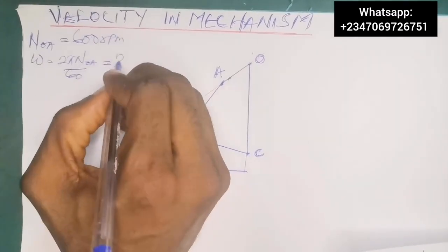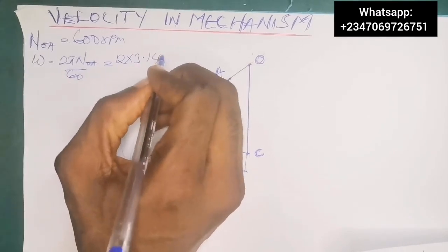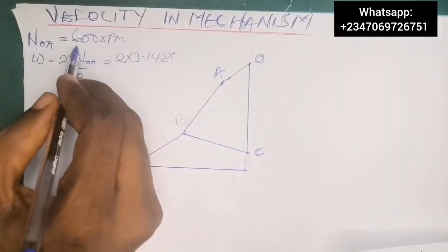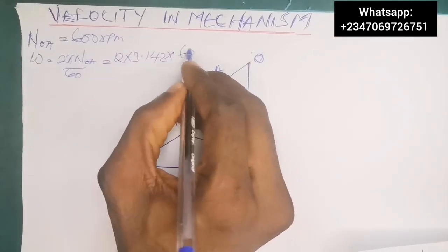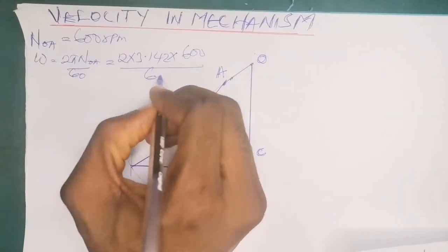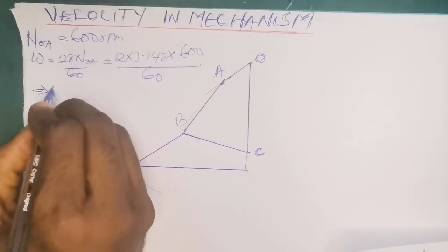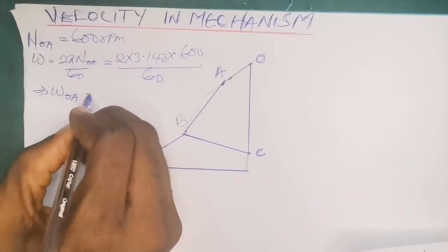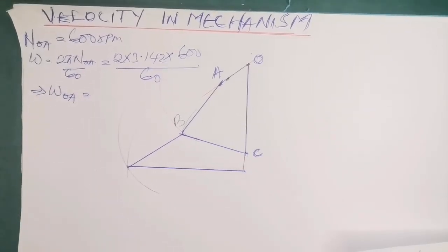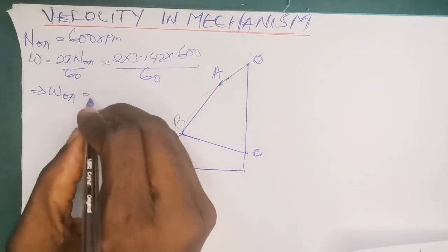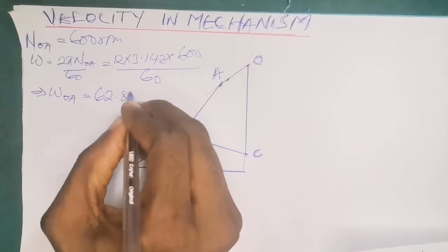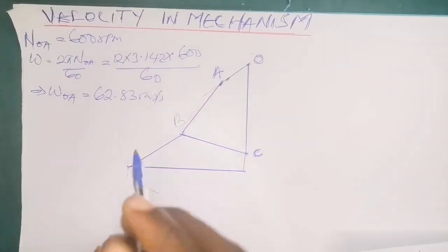So this is going to be 2 times pi, which is 3.142, times N, which is now 600, divided by 60. So this implies that the angular speed along OA is going to be 62.83 radians per second.